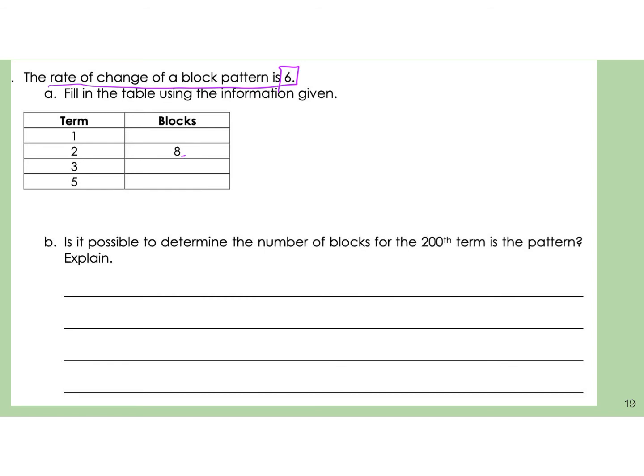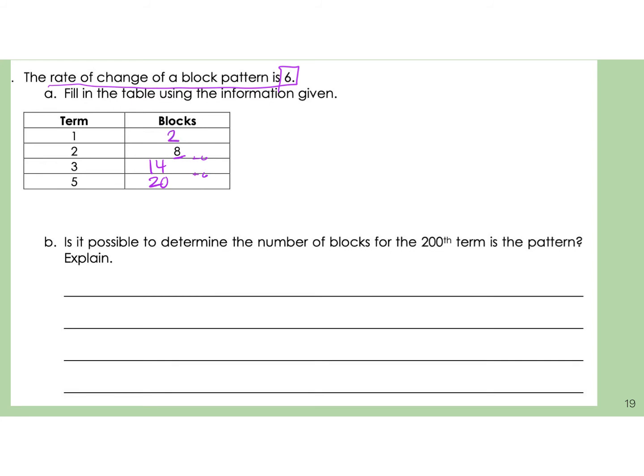So I know starting from 8, I can just add 6 for the next 2. So 8 plus 6 is 14. And 14 plus 6 is 20. So to get the first term, we're just going to subtract 6. So 8 minus 6 is 2.